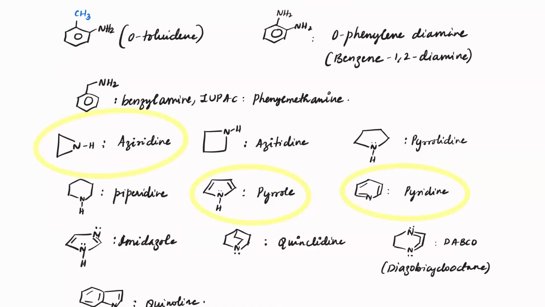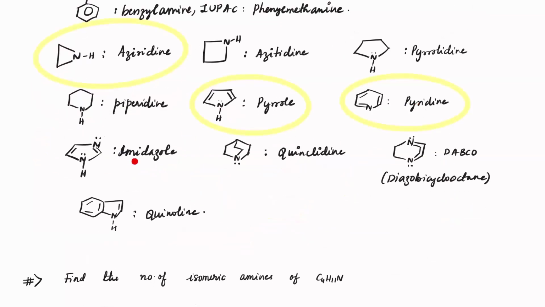As for heterocyclic rings, if it is a three-membered ring, we call it aziridine, accepted IUPAC. If it is four-membered, azetidine; five-membered, pyrrolidine; six-membered, piperidine. And if pyrrolidine is converted into an aromatic ring, it is called pyrrole. If piperidine is converted into an aromatic ring, it is called pyridine. And if pyrrole is further converted with N substitution here, that will become imidazole.